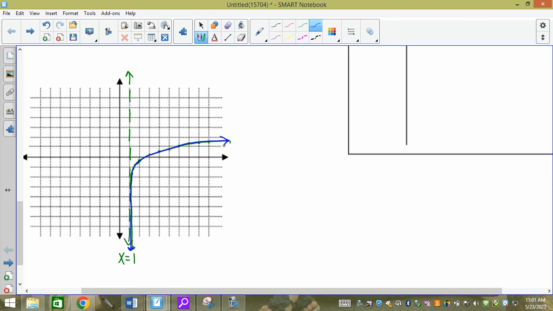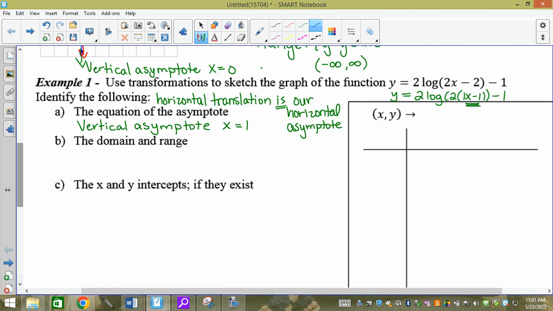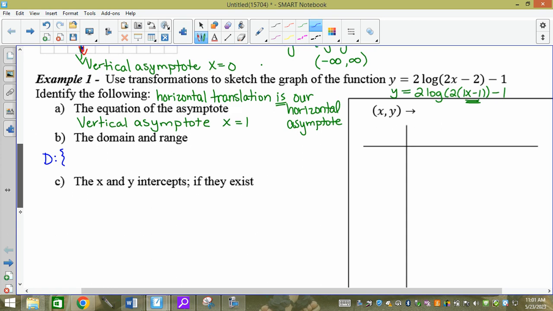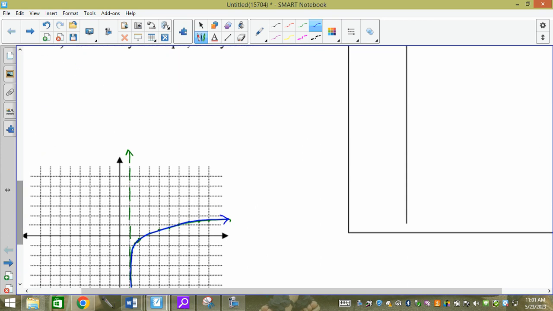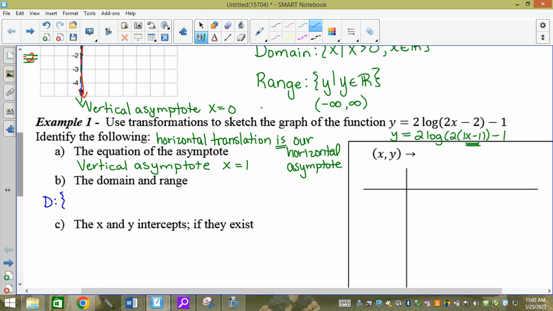Okay. So, what's the domain? What's my domain of this one? Is there a reflection in the y? No. So my domain is x such that x is greater than 1, x is an element of the reals. In set notation, in interval notation, 1 to infinity.